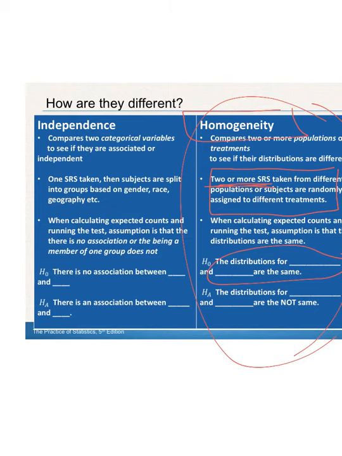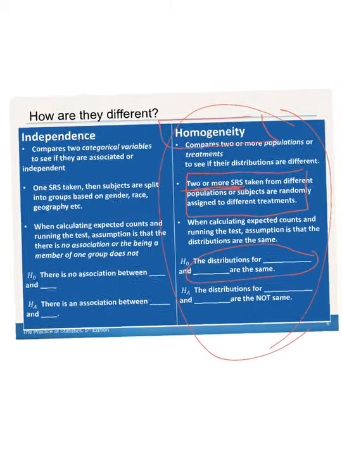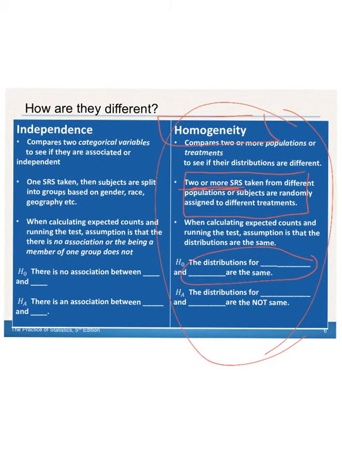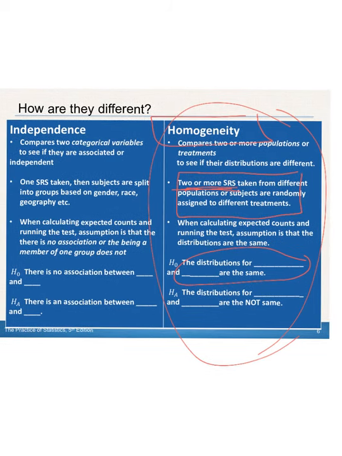When we do our null hypotheses for independence, it's that there's no association between the two, and then the alternative is there is an association. And for homogeneity, we're talking about the distributions for one group and another being the same, and the alternative is the distributions are not the same. So it's still no difference for both of them, but we're talking about two separate things. One's asking for the distributions being the same, and one's just looking at association or no association.